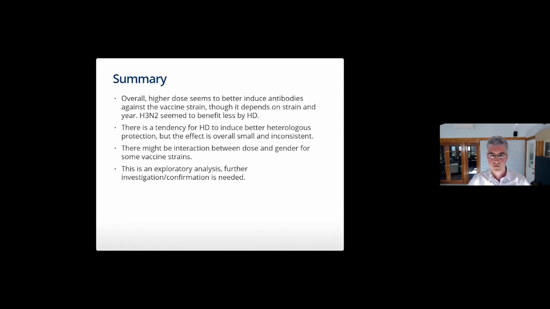But I think it's worth looking into more and trying to further understand the role of dose, and how we optimize future universal flu vaccines with regard to dose so they're as protective as possible, both against the vaccine strain, but then of course we want broad protection from a universal vaccine.